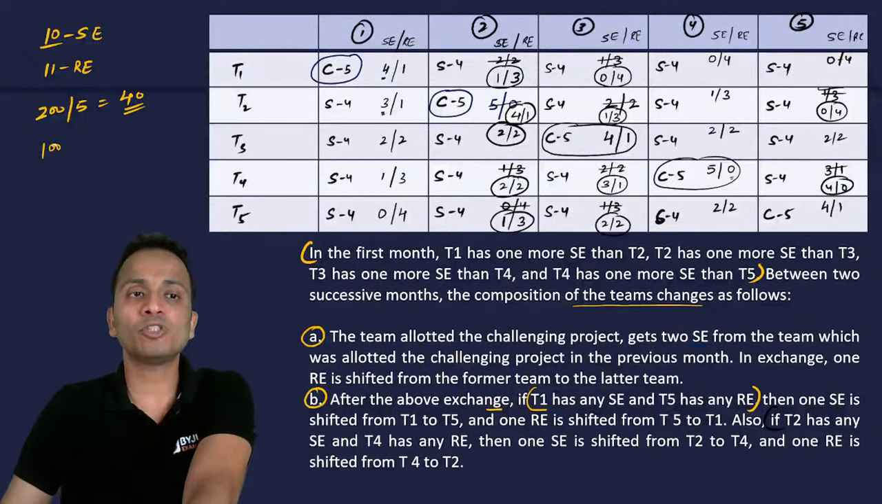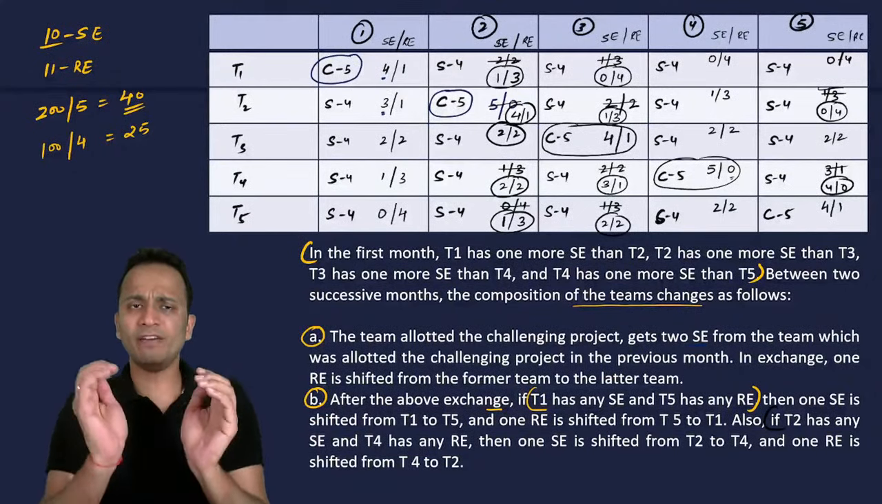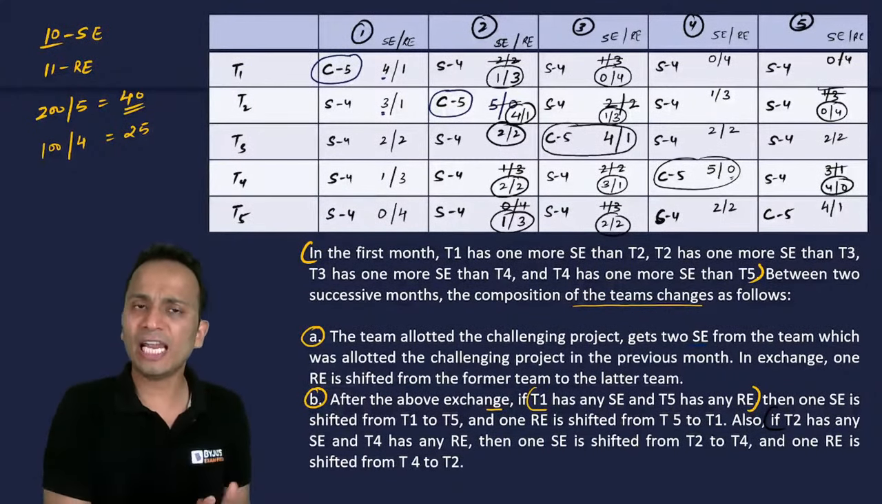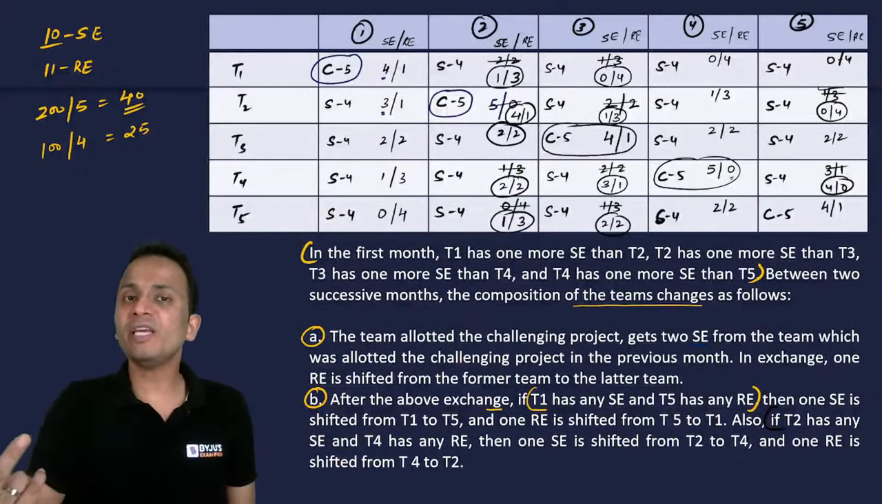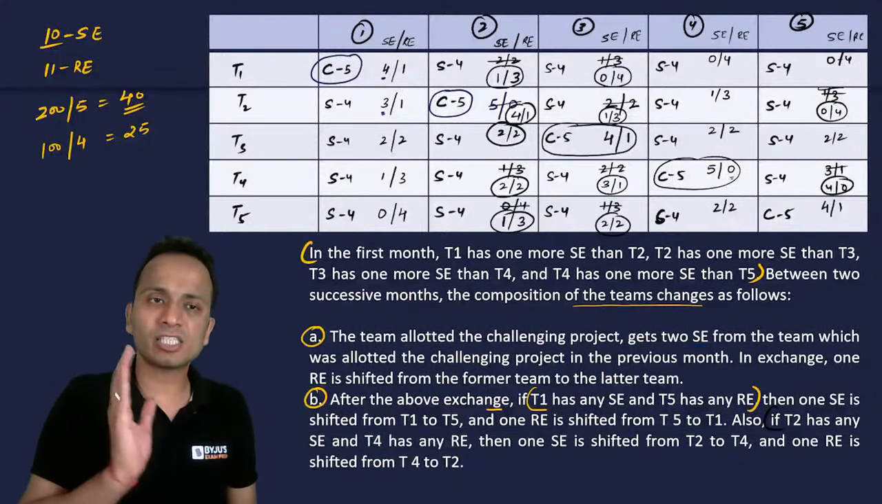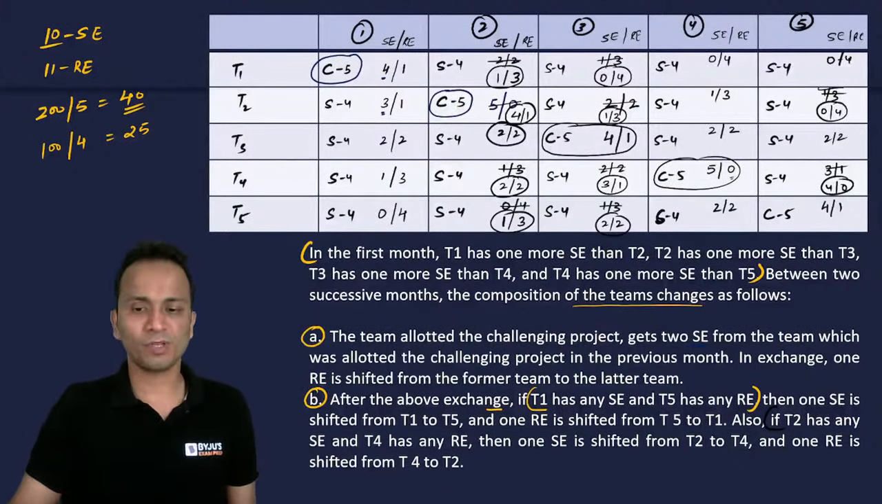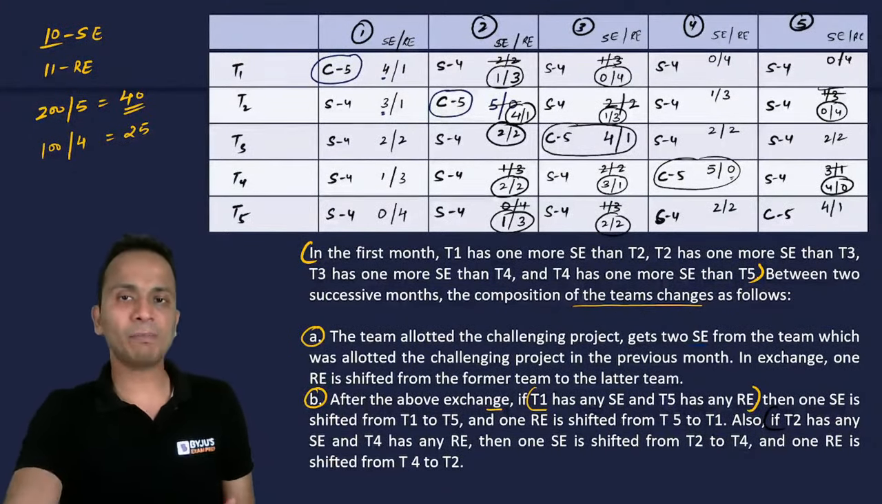Now for a standard project, each one will get 100 credit points, and there are only 4 employees, so every employee will get 25 credit points. So whenever a team is handling a challenging project, every member will get 40 credit points. Whenever they are handling a standard project, every employee will get 25 credit points. Okay, all right. चलिए अब क्वेश्चंस देखते हैं.